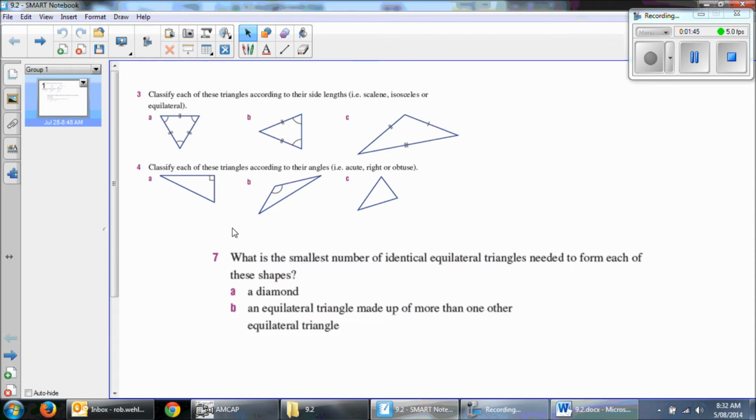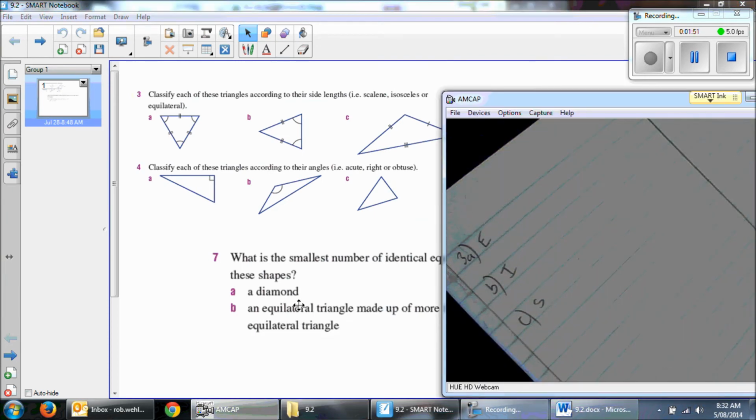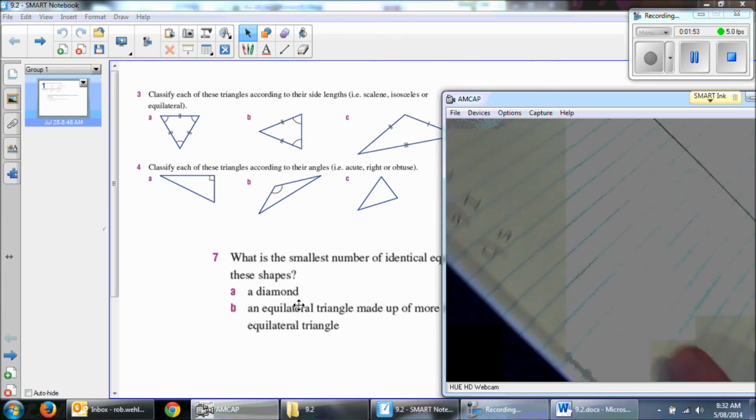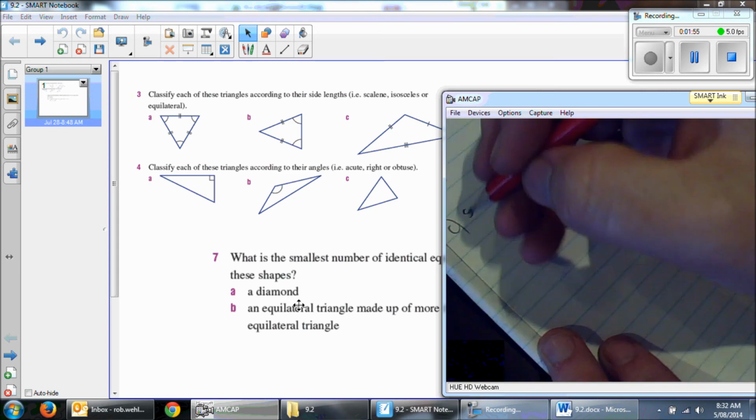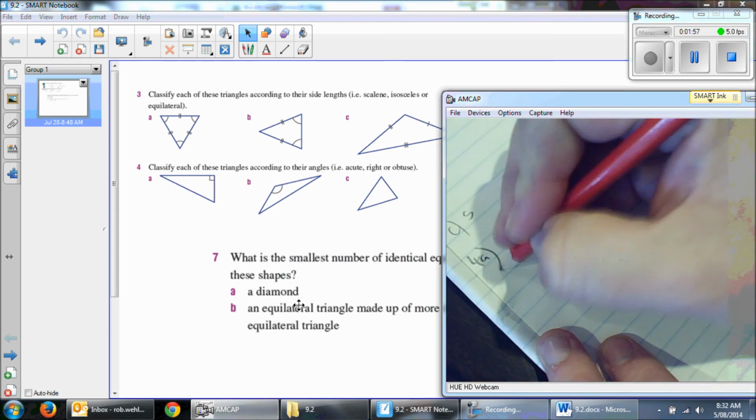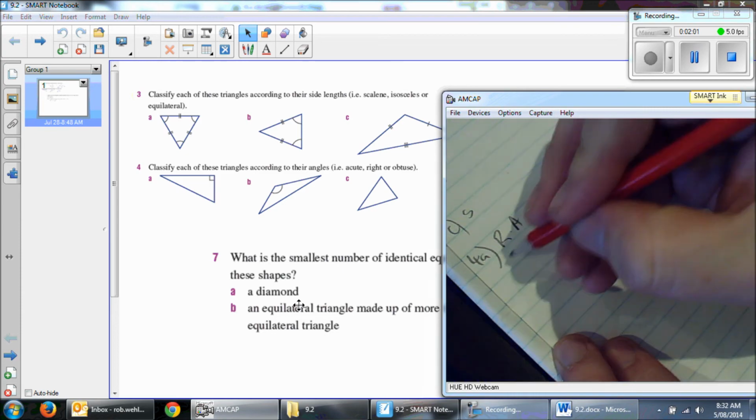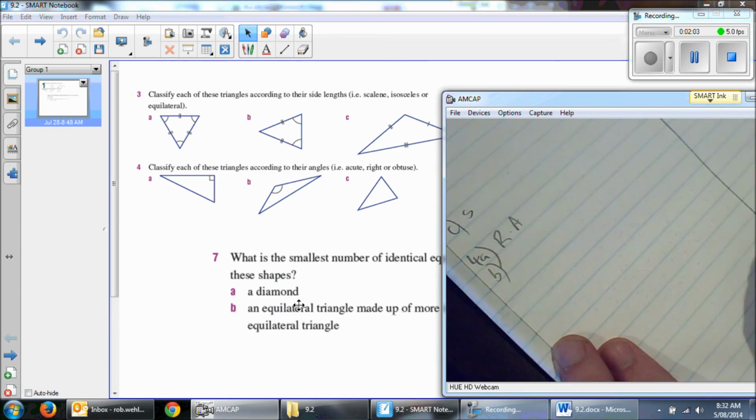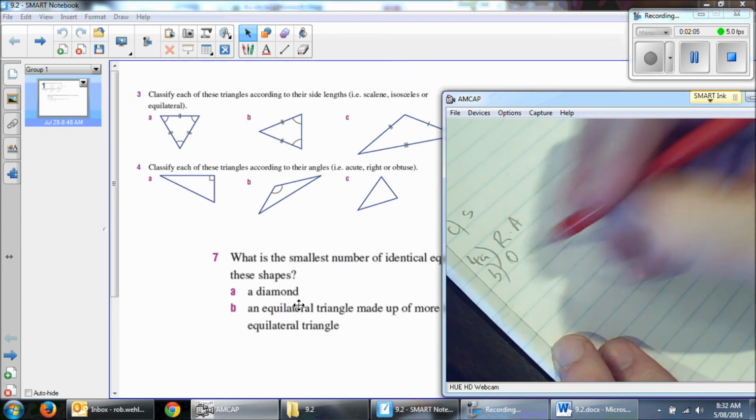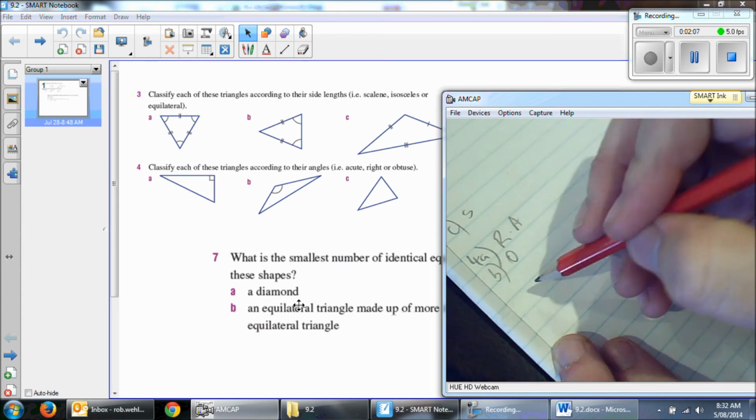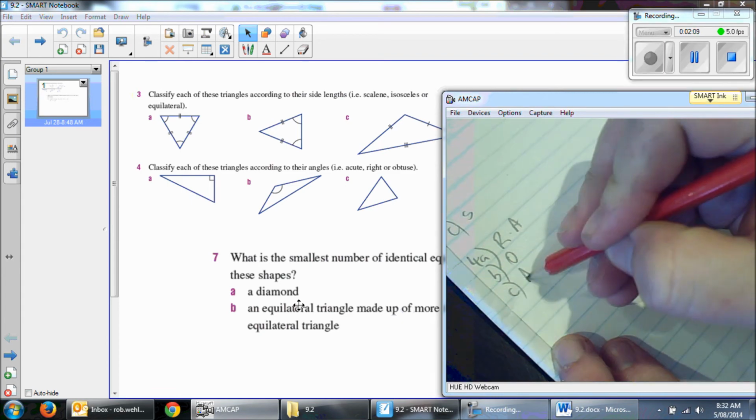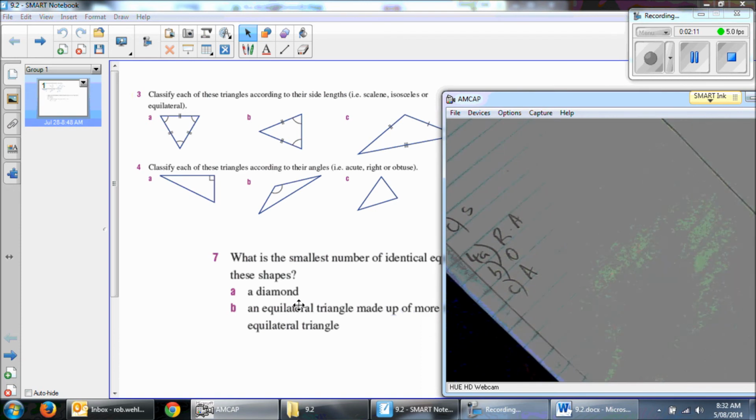Okay, so let's have a look here. For 4A, it's obviously going to be a right angle triangle. So right angled. And for B, we've got an obtuse angle in there, which is more than 90 degrees. So it's going to be an obtuse. And for C, it's going to be an acute angled triangle.